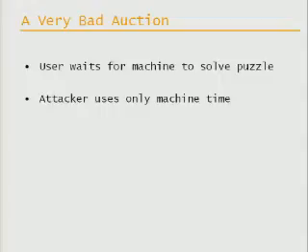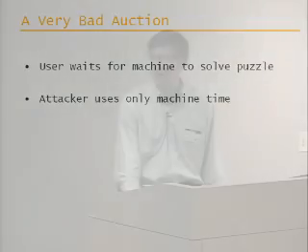The attacker, on the other hand, knows in advance which machine he wants to attack. And so the attacker can solve puzzles offline without making a person wait. The attacker uses only machine time, whereas the legitimate user often is spending human time while the puzzle's getting solved. And human time is much, much more valuable than machine time, maybe by a factor of 100, even if you actually work out the numbers, maybe more.